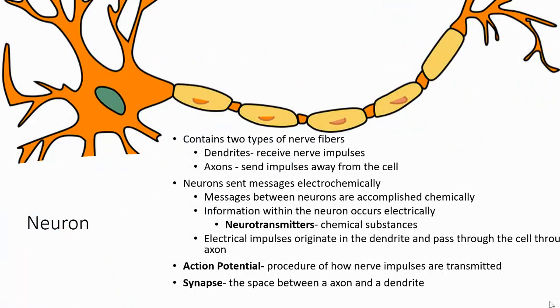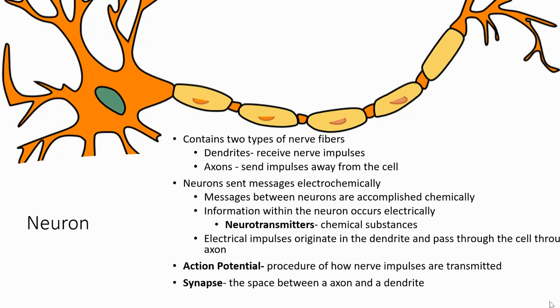And so when we look at neurons, there are really two types of nerve fibers. There are your dendrites that receive nerve impulses, and your axons, which send impulses away from the cell. And so one way I think about those two is axons start with A and away. So they send messages away from the cell.